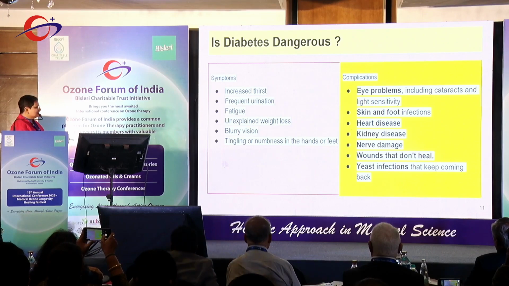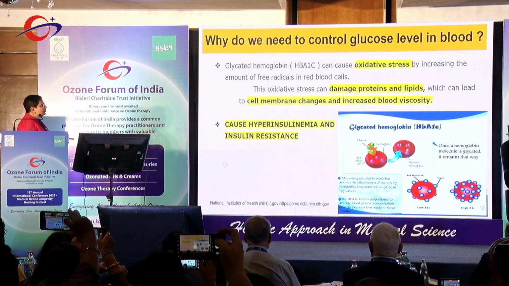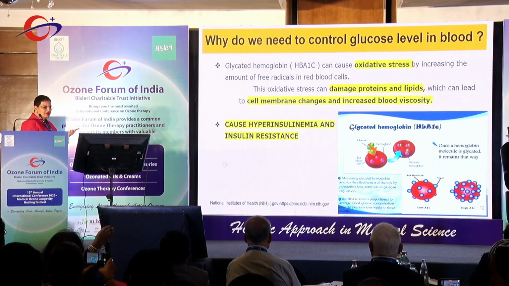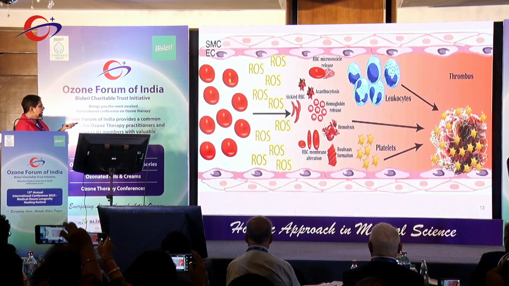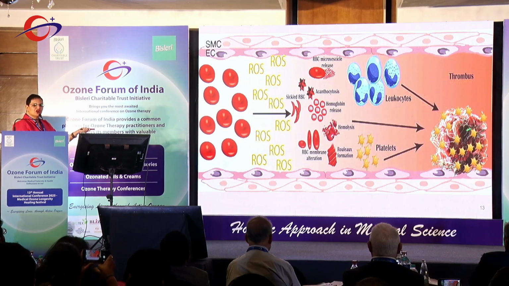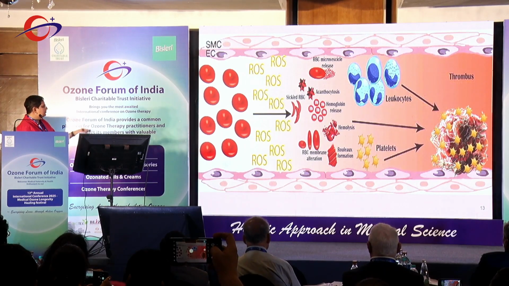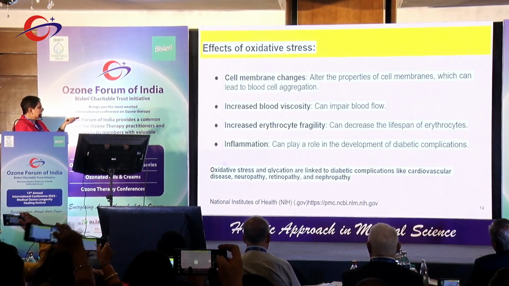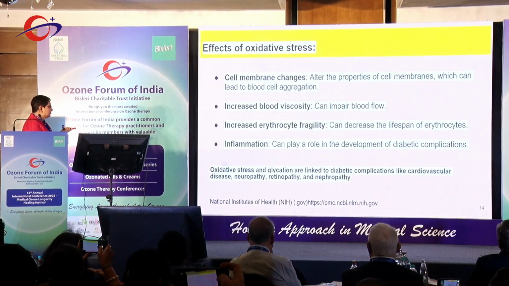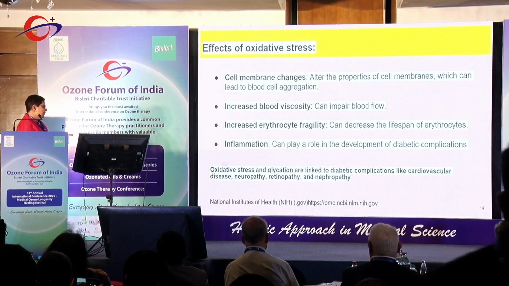So is diabetes dangerous? Well, that's why we are here, right? We want to know how to reverse diabetes. So why do we need to control the glucose level in blood? The main problem of HbA1c being elevated is oxidative stress, and this oxidative stress is the one that will cause thrombus in your arteries. So the main key to reversing diabetes is to reverse this oxidative stress. Oxidative stress will cause cell membrane changes, increase blood viscosity, and increase erythrocyte fragility and inflammation.